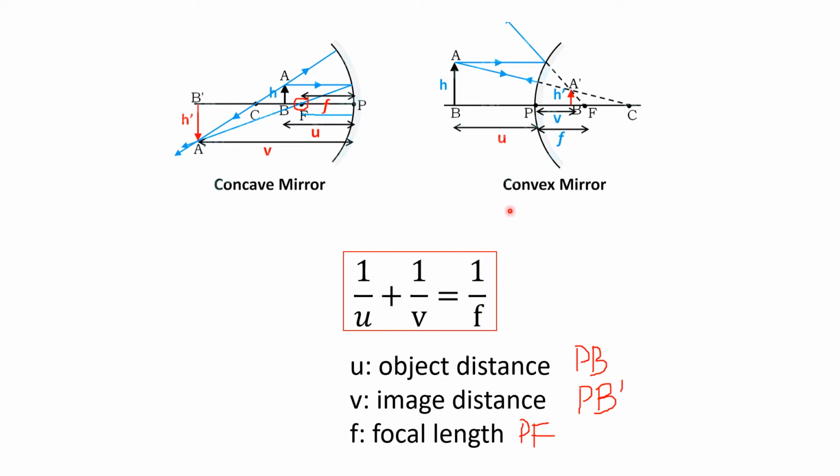The same can be used for your convex mirror. This is your convex mirror and this point is your principal focus. The distance between the pole and the principal focus is your focal length, denoted by small f. So this is your mirror formula. What does the mirror formula state? 1 by object distance plus 1 by image distance equals 1 by focal length. This mirror formula is applicable for both your concave mirror as well as your convex mirror.